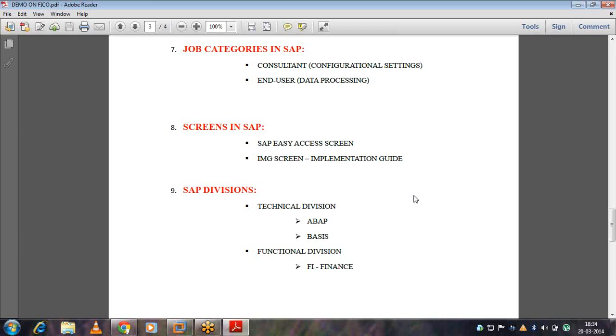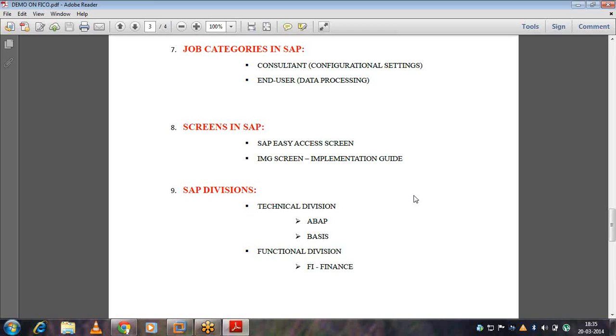Technical division of SAP is meant for those candidates who have some programming background, who are well versed with programming languages like Java, C, C++, or any other computer background. For them the technical division is meant. Within the technical division, there are two subdivisions.